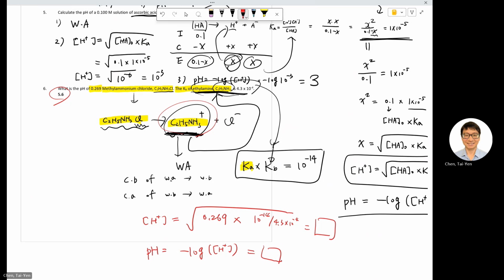All right, to summarize what we want to emphasize today: for chapters 13, 14, and 15, every time you read a question, the first thing you ask yourself is, what kind of solution do I have? Strong acid, strong base, weak acid, weak base? If it's a strong acid, the proton concentration equals your acid concentration, take the negative log, and you get the pH. If it is weak, then it's the square root of acid concentration times your Ka, take the negative log, and you get your pH. It's as simple as this.